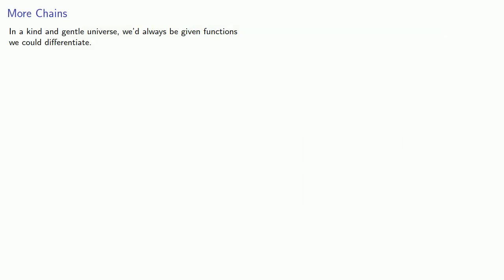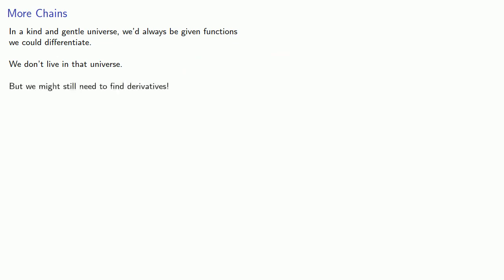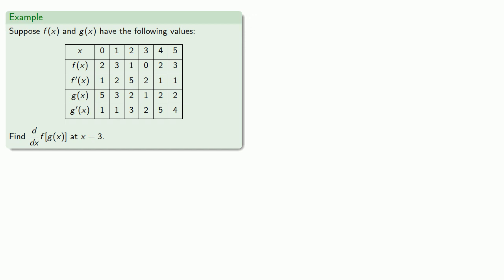In a kind and gentle universe, we'd always be given functions we could differentiate. We don't live in that universe. But we might still need to find derivatives. So one possibility is we might have a table of values of a function and its derivatives. So we might have such information, and we might want to find the derivative of a composite function. And we can still apply the chain rule.